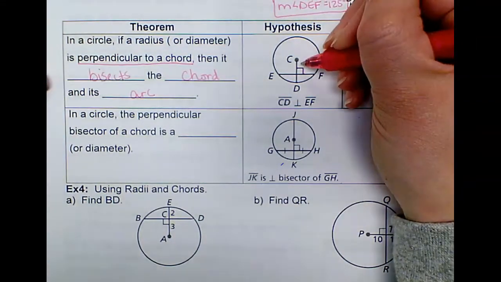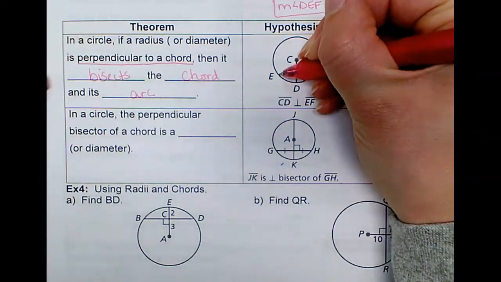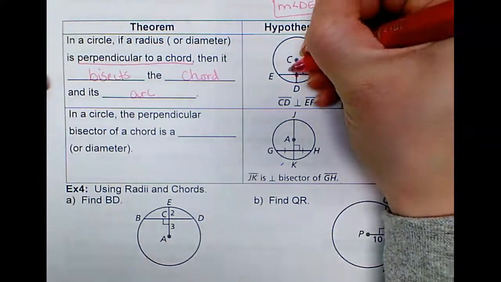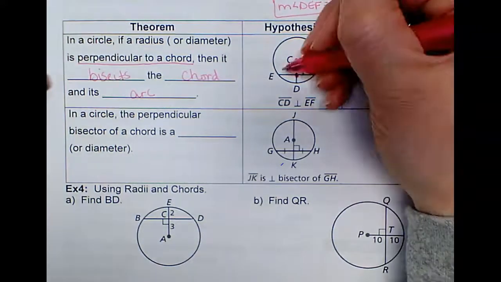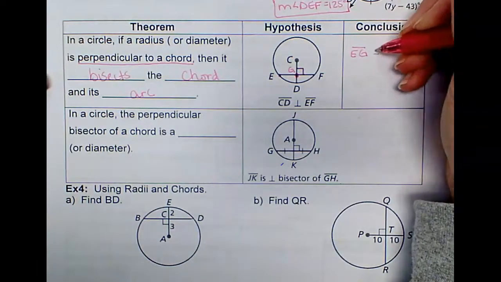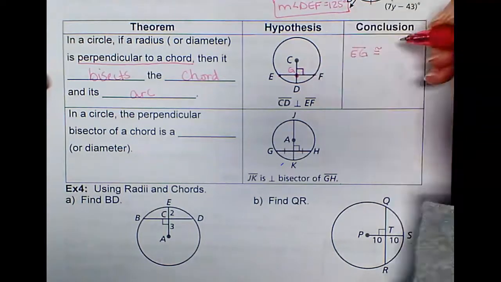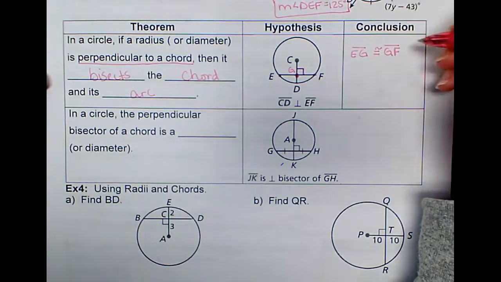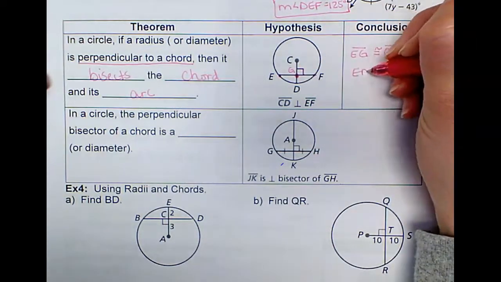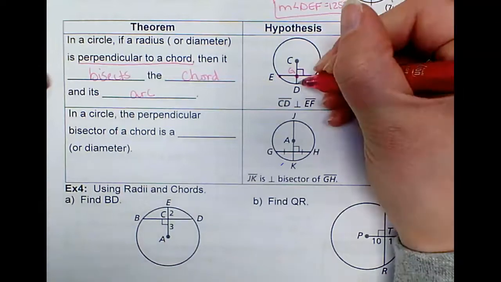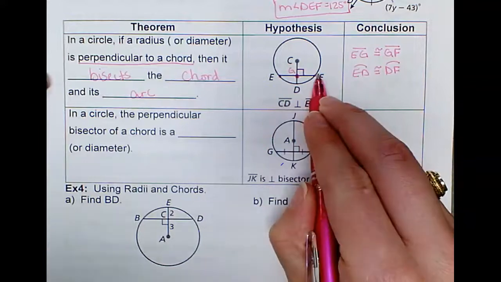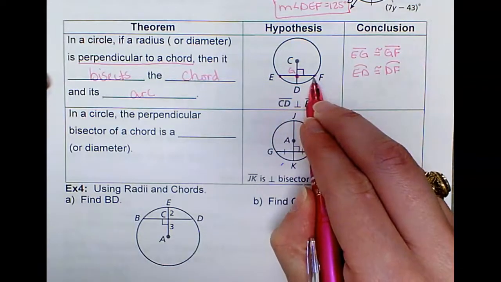So if it bisects the chord, then here's the chord. We'll give this a center point here. So we'll call this point G. We need it to name. So segment EG is congruent to segment GF. And arc ED is congruent to arc DF. So we have a bisected chord and we have a bisected arc.